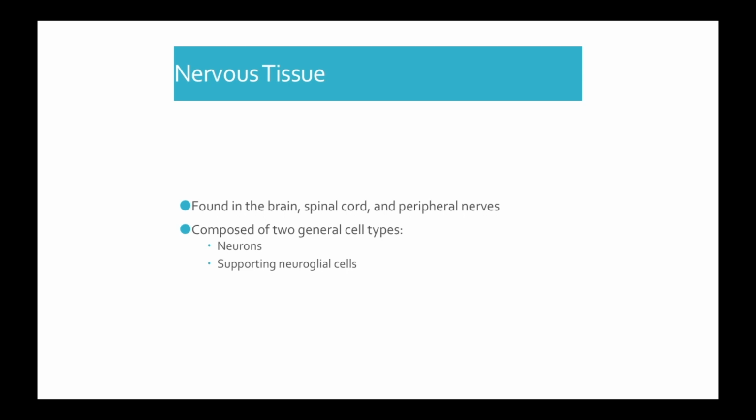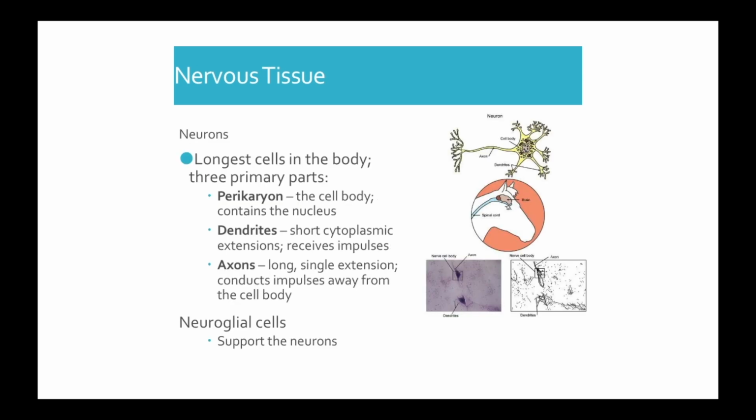Likewise, we'll expand on nervous tissue. So nervous tissue is found in the brain, spinal cord, and peripheral nerves. It's composed of 2 general cell types, the neurons, and then the supporting neuroglial cells. The neurons are the longest cells in the body.